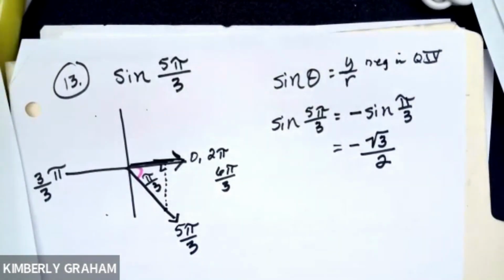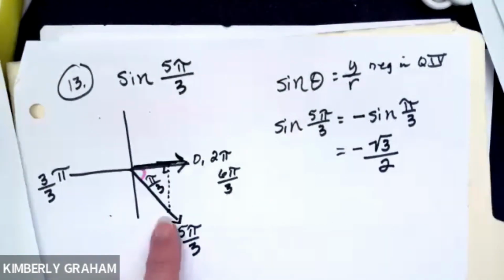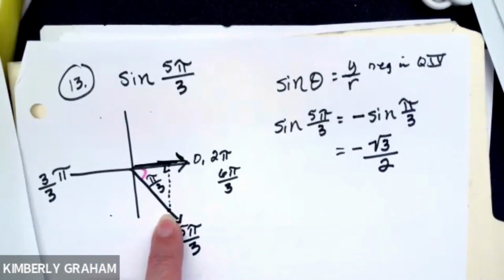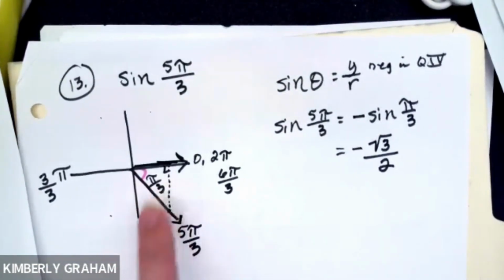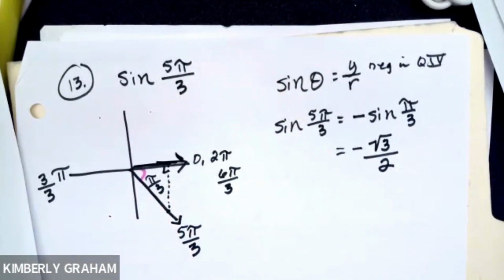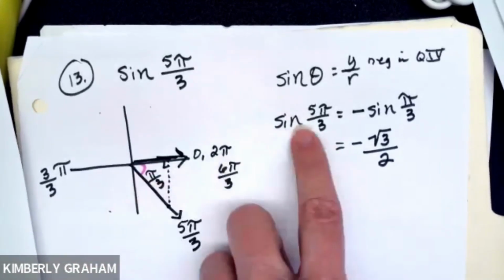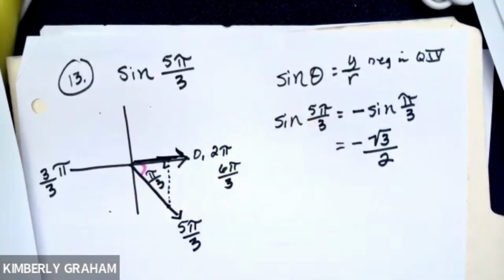So on this problem, I really didn't go back to a specific point on the line. I didn't really label all of my triangle. I skipped a couple of steps in there. This is my shortcut. This reference angle of 5 pi over 3 is either going to be equal to the sine of the reference angle that I'm given or the negative of the sine of the reference angle.